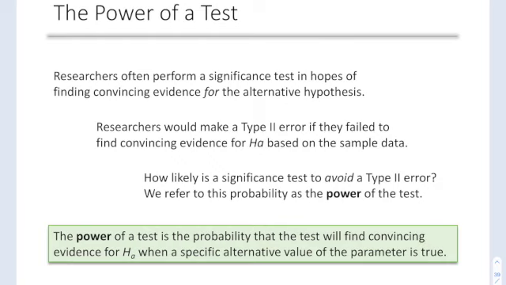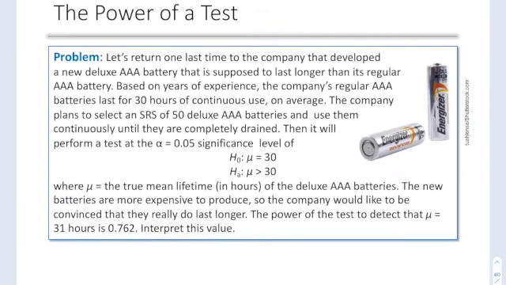Alright, so the last thing we're going to talk about with this section is called the power of a test. Researchers often perform a significance test in hopes of finding convincing evidence for the alternative. But researchers would make a type 2 error if they failed to find the convincing evidence. So how likely is a significance test to avoid a type 2 error? Well, we refer to this probability as the power of the test. The power of a test is the probability that the test will find convincing evidence for the alternative when a specific alternative value of the parameter is true.